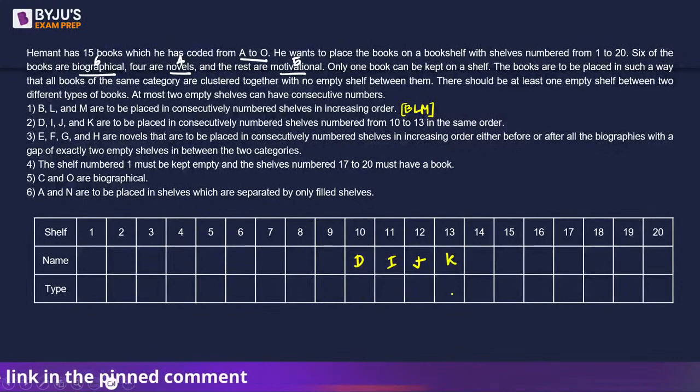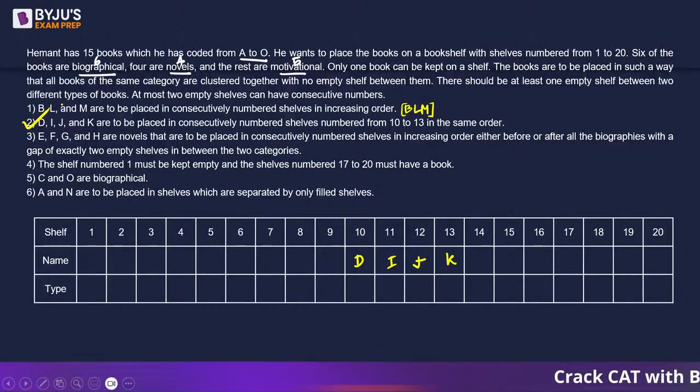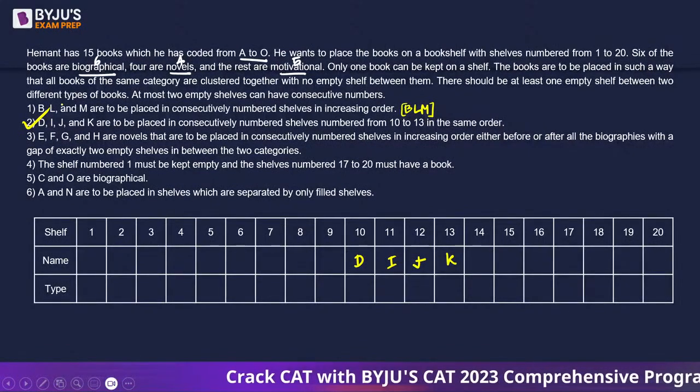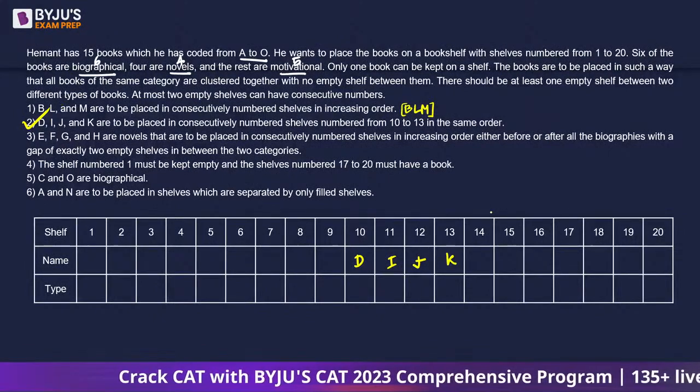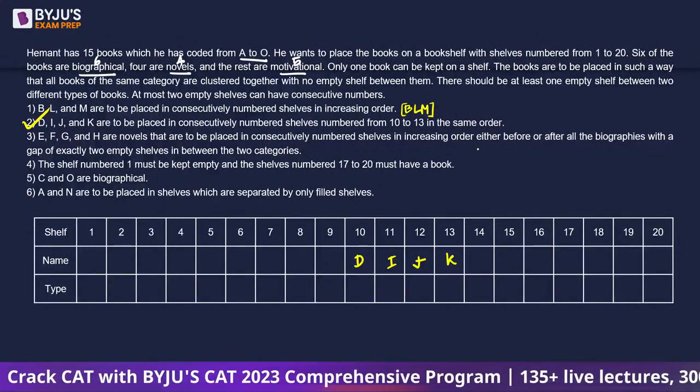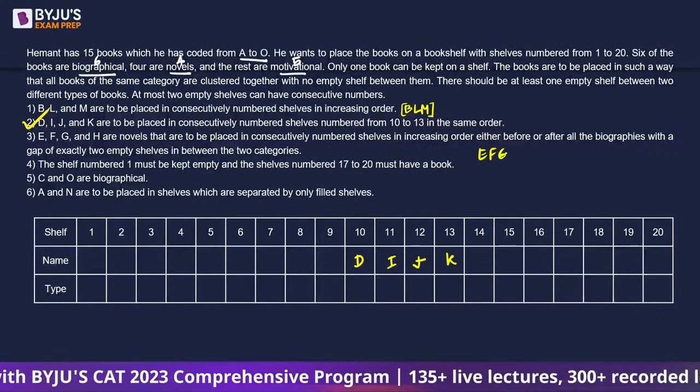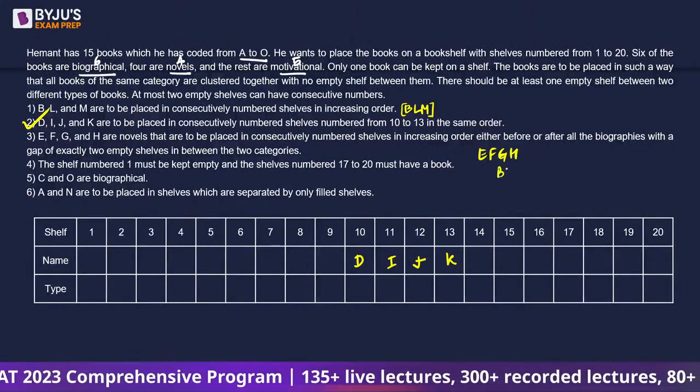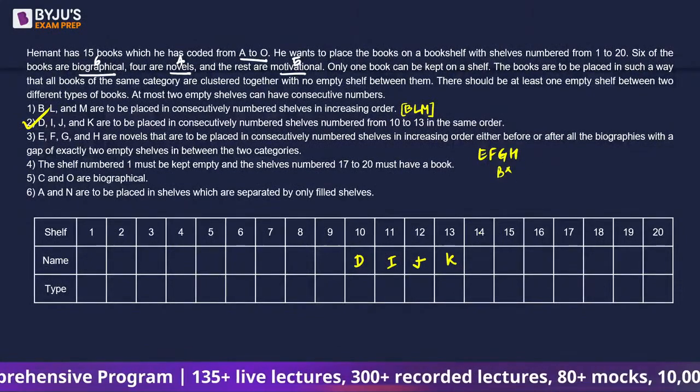Next, if we are done with the second statement. E, F, G and H are novels that are placed in consecutive number shelves in increasing order, either before or after all the biographies, with a gap of exactly 2 empty shelves in between the 2 categories. So E, F, G, H, wherever they are, definitely not from biographies. Right, that part is understood, I hope.